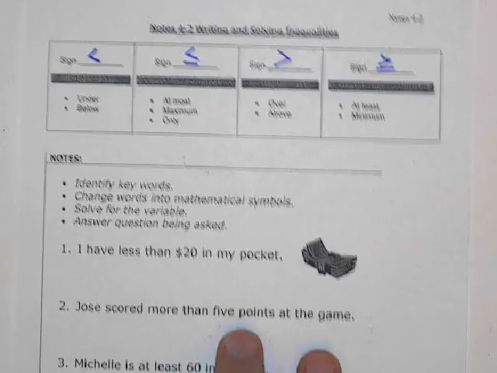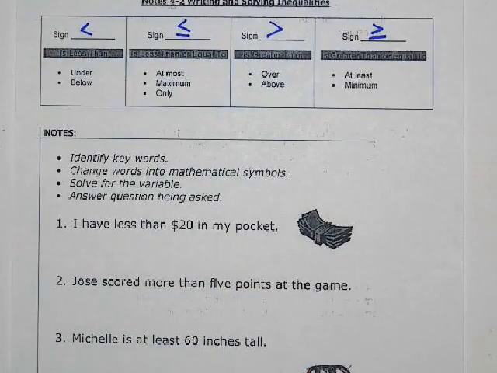It says, identify keywords. This is going to be one of the keys. You're going to change the words into mathematical symbols. So we're going to underline, circle, and then we're going to write what would it look like above the word. Solve for the variable and answer the question being asked.